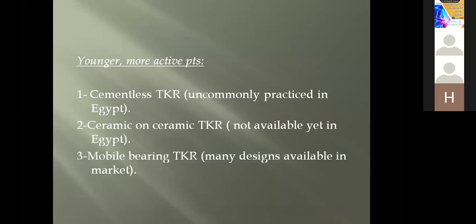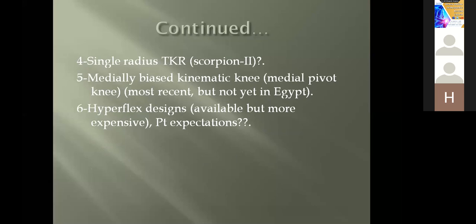Younger, more active patients, we can go for a cementless total knee, which is uncommon practice in Egypt so far. Ceramic on ceramic total knee, which is not yet available in my country. Mobile bearing total knee with many designs available in the market and in Egypt. Single radius total knee introduced by Scorpion company, which is called Scorpion 2. Medially biased kinematic knee, or the concept of medial pivot knee that Dr. Sofiane illustrated in his biomechanical presentation about the kinematics and biomechanics.